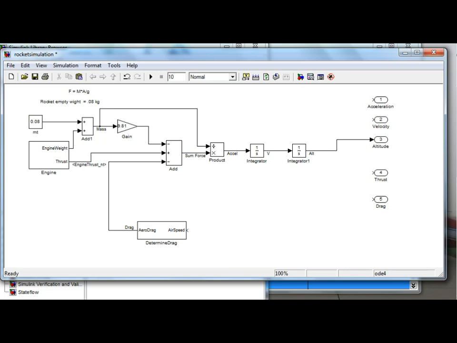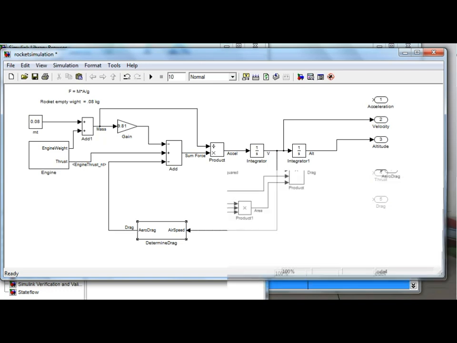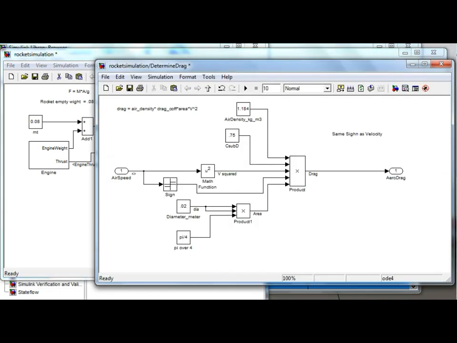Okay, so velocity is one of my outputs, so I can click and drag back and connect that. And I also need velocity or airspeed in my determine drag thing. I'm not very consistent with my names, but at least I can correlate them somehow. And when I double click in here, this should have updated. Yeah, at some point this will update and show the right thing.